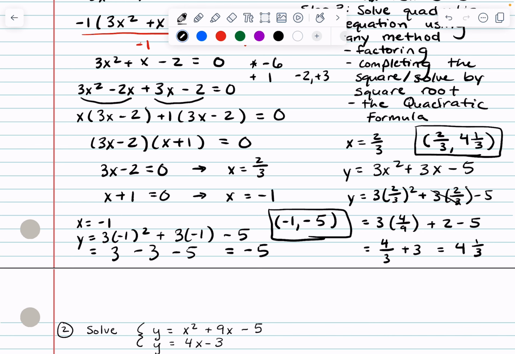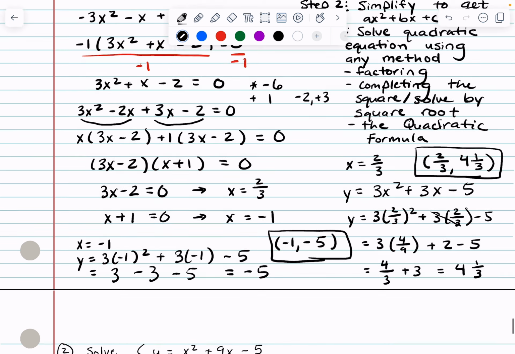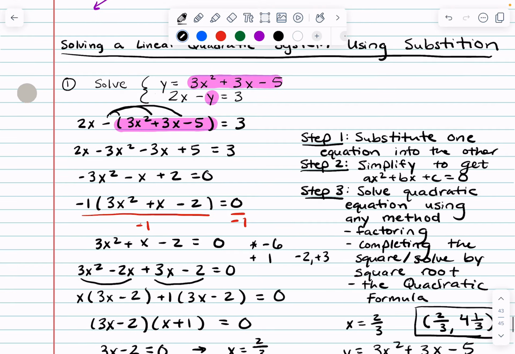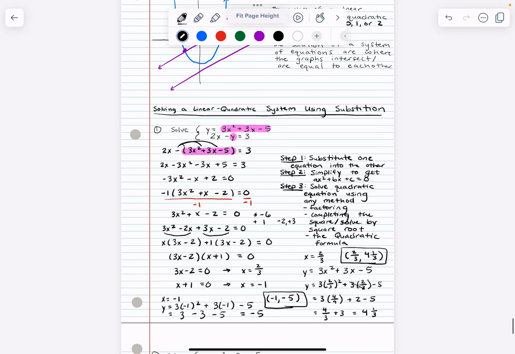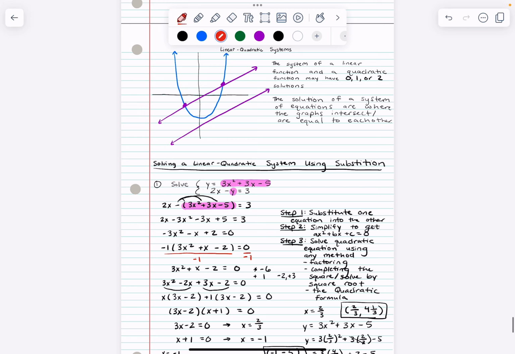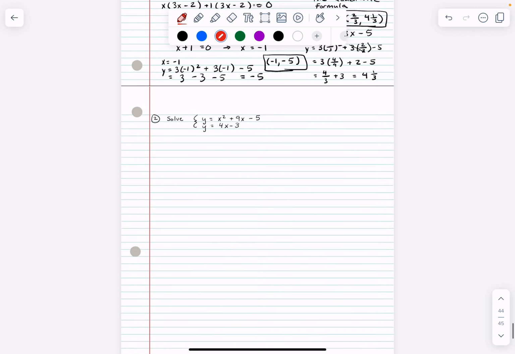So remember, when you're solving a system of a linear and quadratic function, you're going to solve for points. You need to solve for these points that you're getting. All right, let's go ahead and take a look at another example.